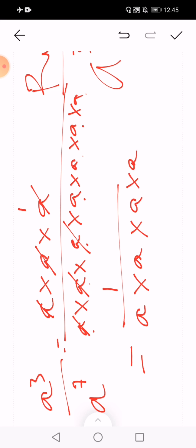Which is 1 over a to the power 4. Can I write it much better? It's 1 over a to the power 4. Now, I want us to discuss what is the meaning of having 1 over a to the power 4.